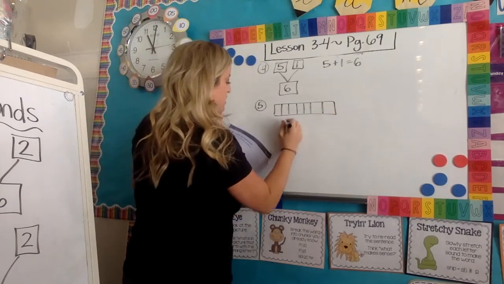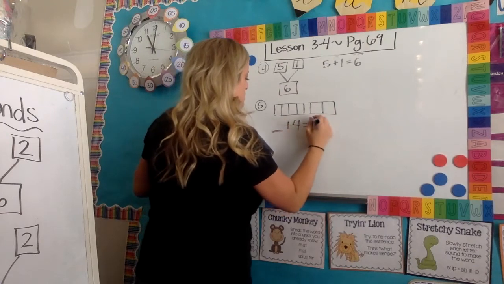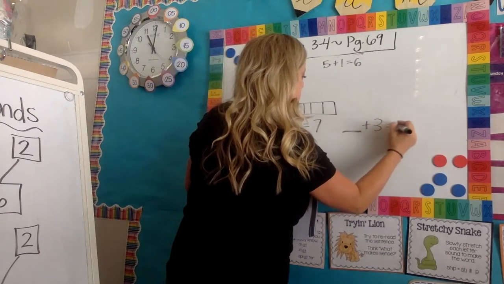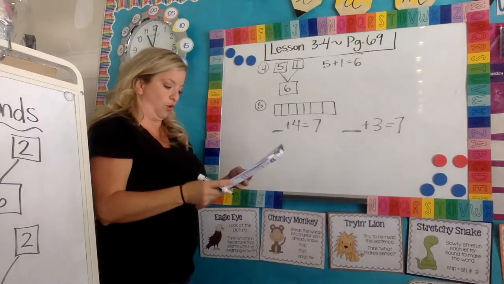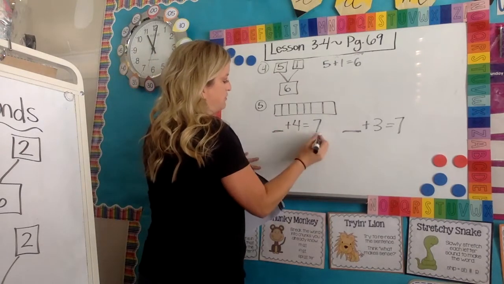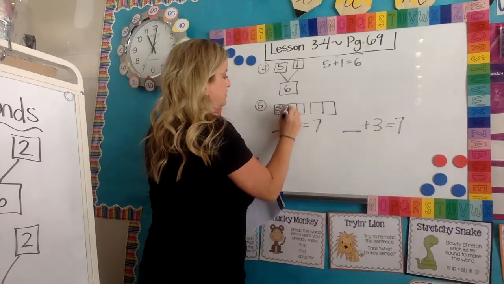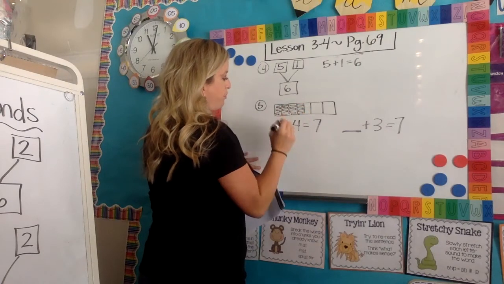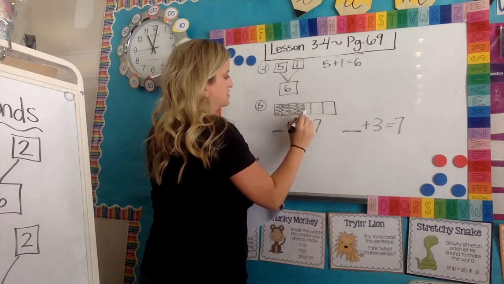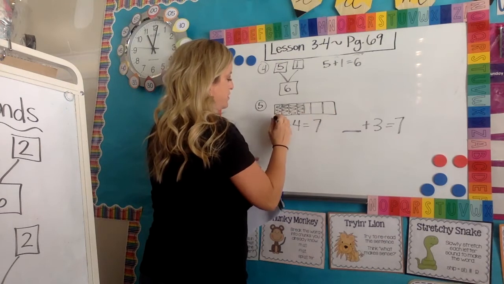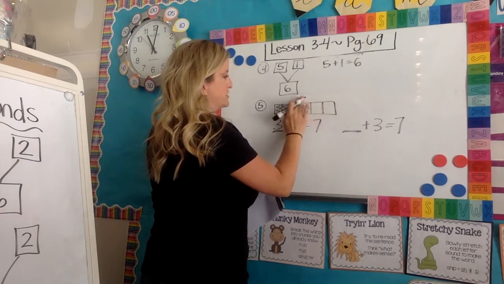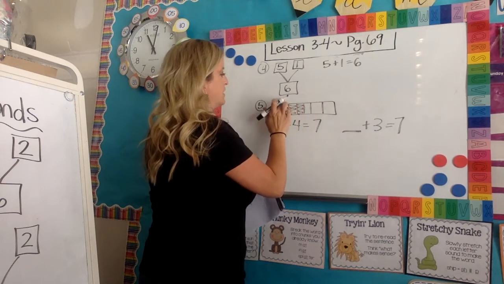Okay, the first one is blank plus 4 equals 7. The next one is blank plus 3 equals 7. So I'm going to start with this one first. I'm going to color in 4. 1, 2, 3, 4. There's my 4. 5, 6, 7. So I know I have 7 cubes. 1, 2, 3. Oh, look, friends, there it is. 3. So they're going this way. 3, 4, 5, 6, 7.